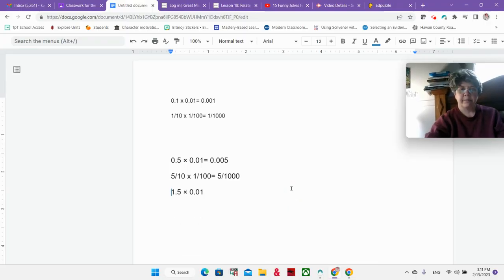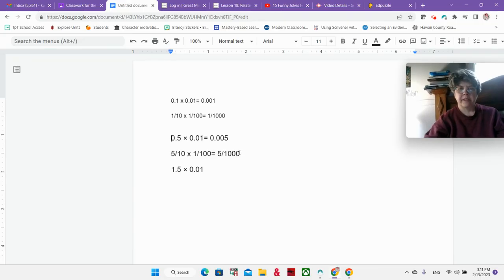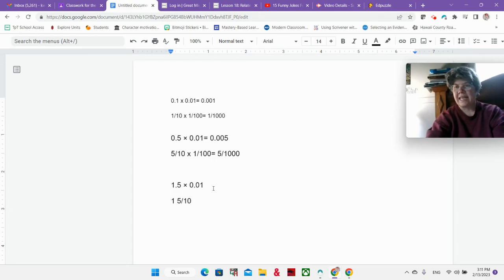Okay, let's try another one. What about 1 and 5/10 times 100th? Okay, let's do it with whole number 1 and 5/10. How many tenths is that? That would be 15/10, right? Because 1 is the same as 10/10. Put our 10/10 with our 5/10, right? I'll just write that out for you.